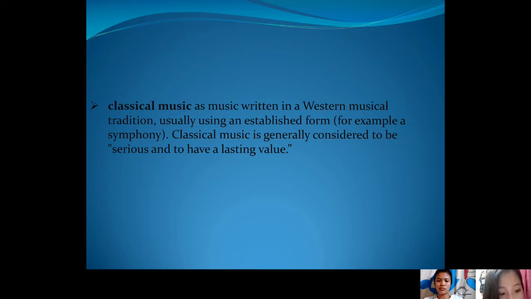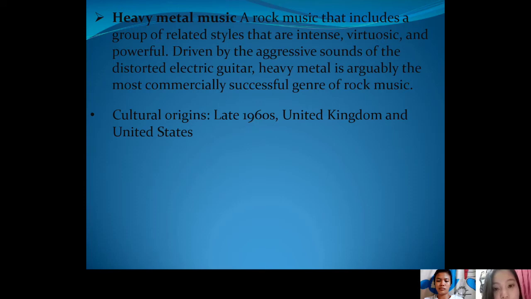The next genre is heavy metal music, a rock music that includes a group of related styles that are intense, virtuosic, and powerful, driven by the aggressive sound of the distorted electric guitar. Heavy metal is arguably the most commercially successful genre of rock music. It is a genre of rock music that developed in the late 1960s and early 1970s, largely in the United Kingdom and the United States.